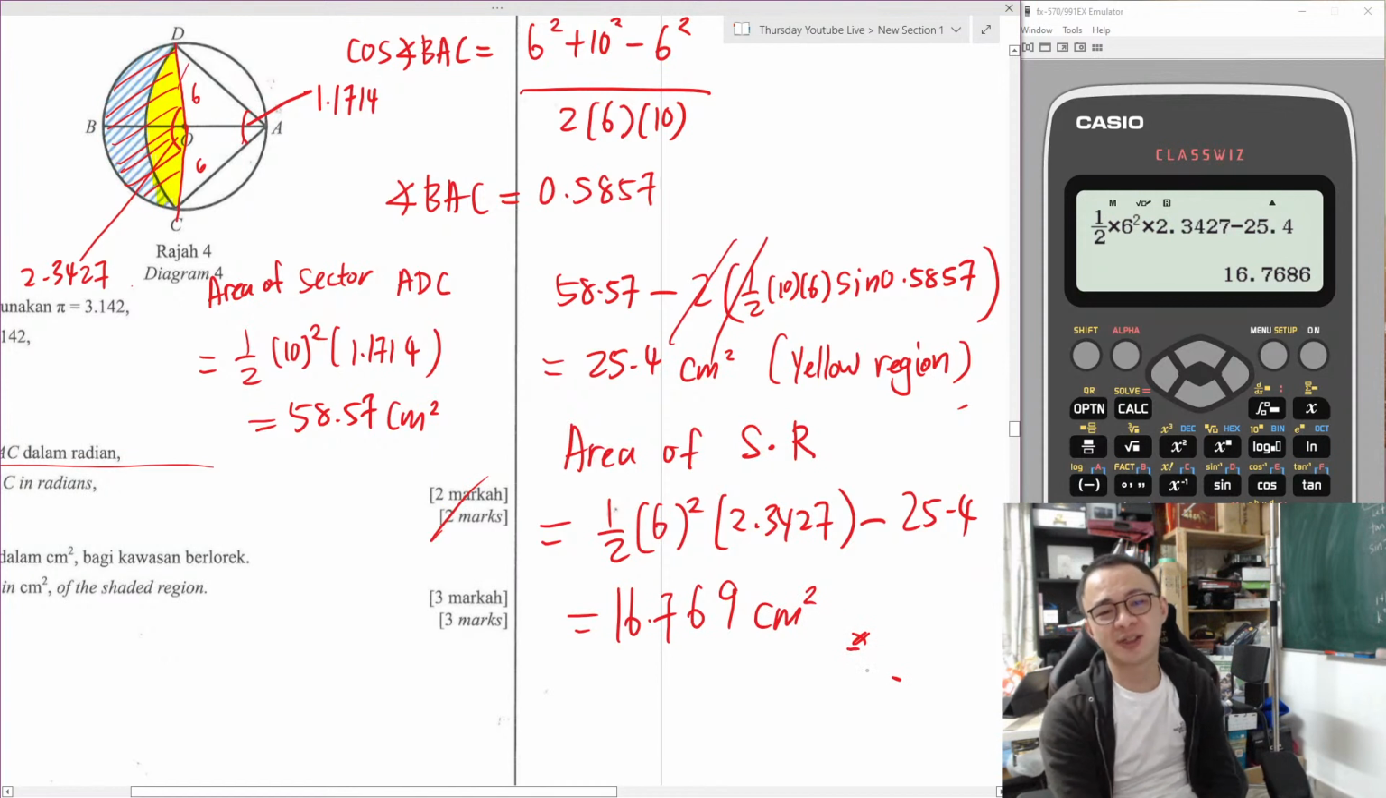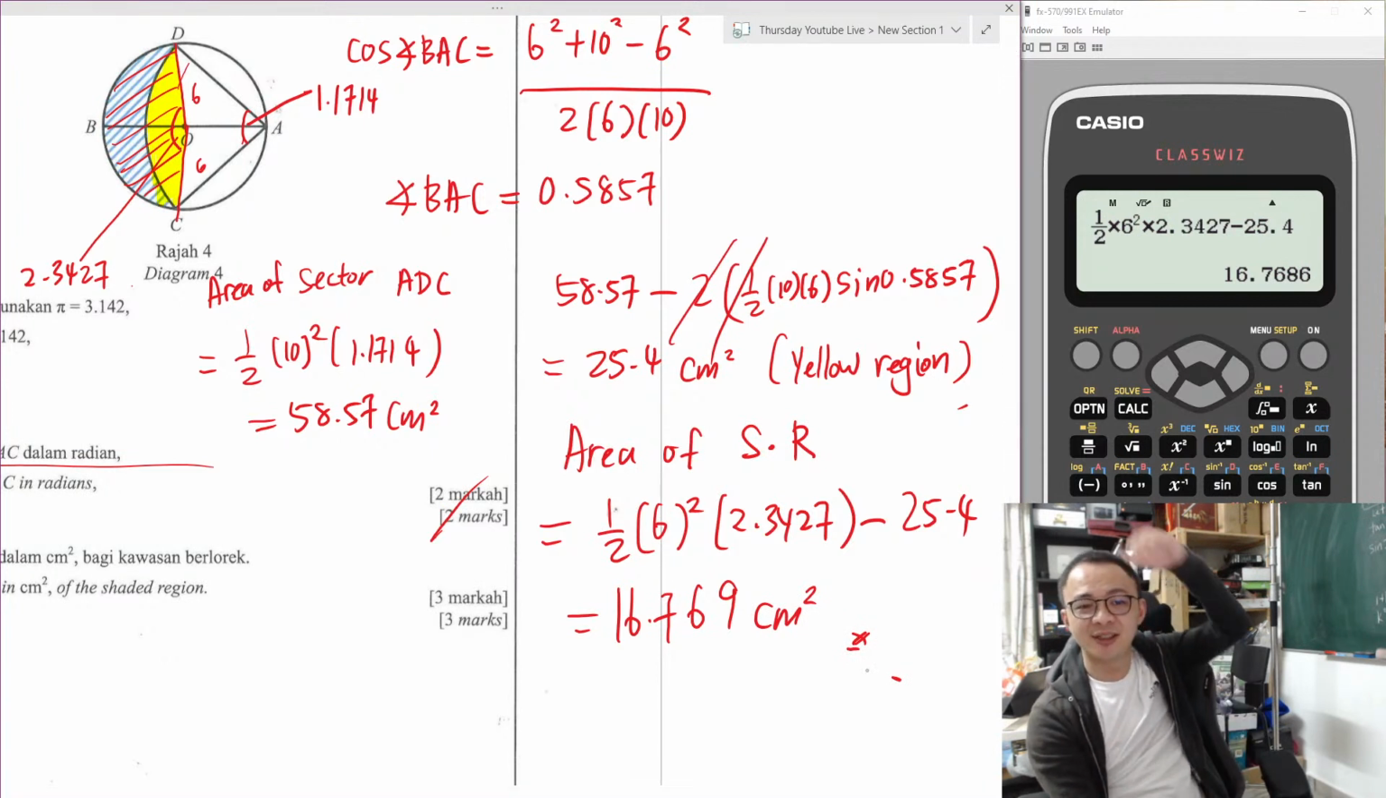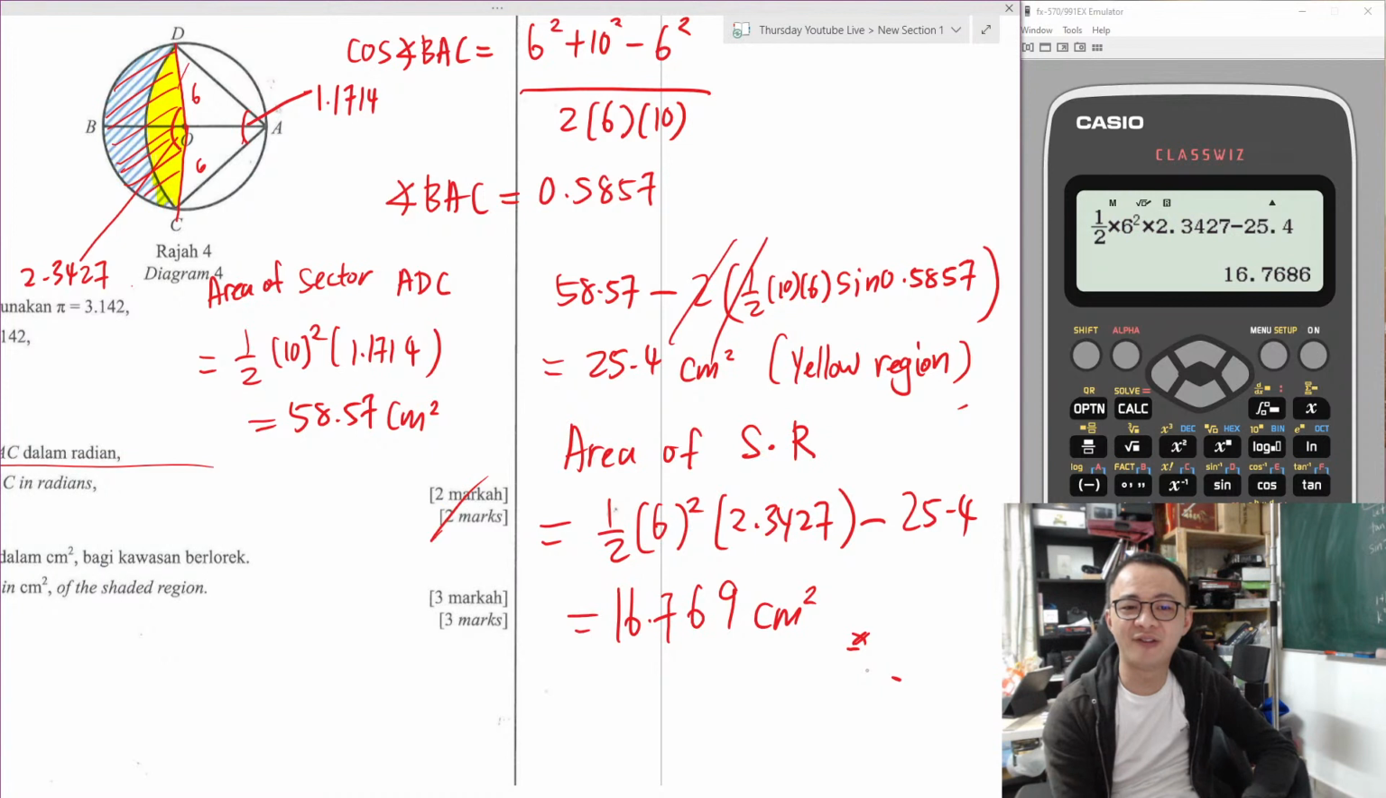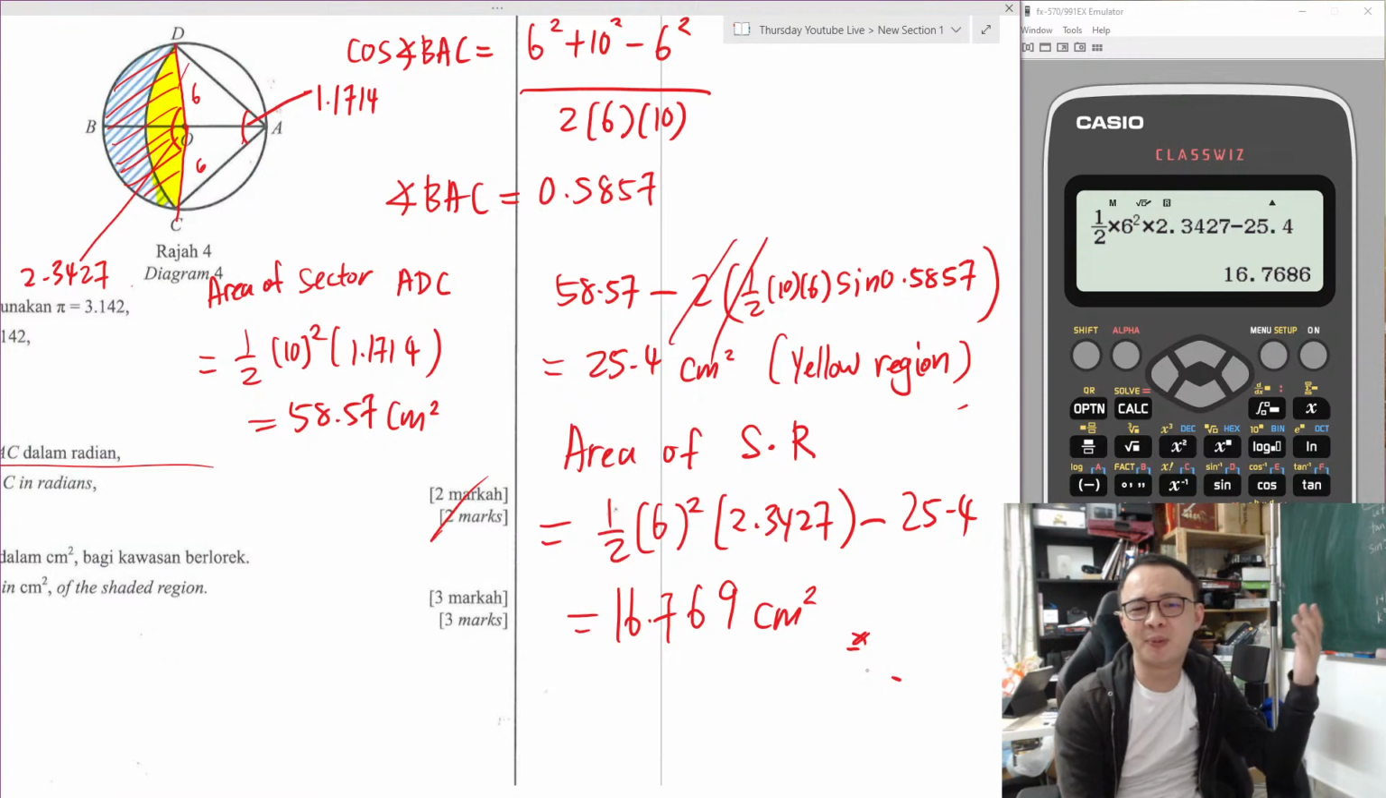There's a lot of work you need to do here. Isn't it better to just do half 6 squared times 2.3427? But then you still need to find the yellow region, because that region is not the area of the segment. So this is the reason why we can't do that.